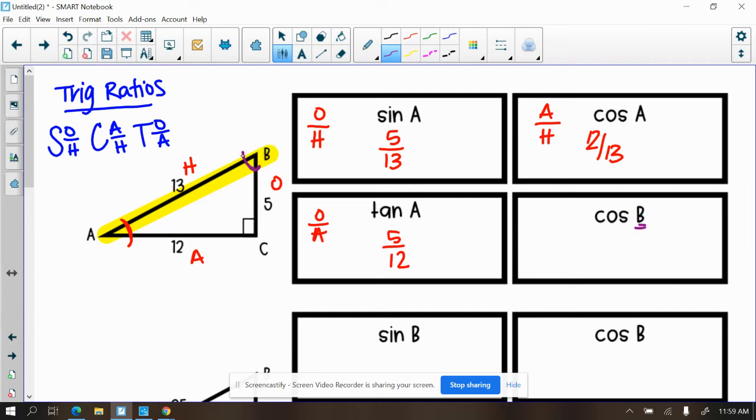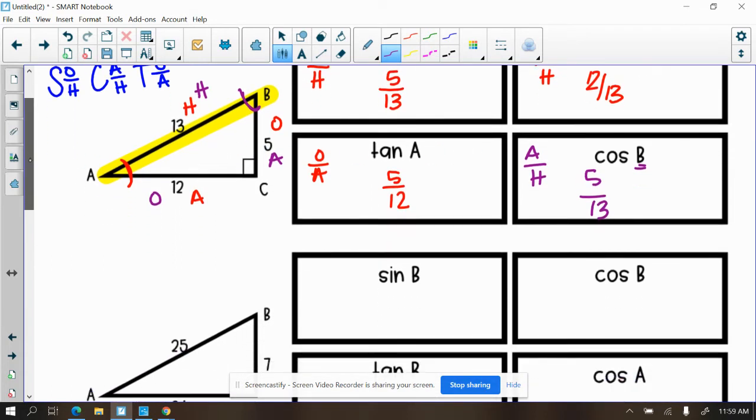The very last one looks at angle B. Hypotenuse is going to be the same. I'm going to label these sides in purple for angle B. Opposite is going to be this 12 now, and adjacent is a 5. So cosine of B, cosine is adjacent over hypotenuse. So adjacent of B is 5 over 13. It's always a good thing to label your sides when you're starting out, so then it makes it a little bit easier. So that's a quick refresher of what we did yesterday.